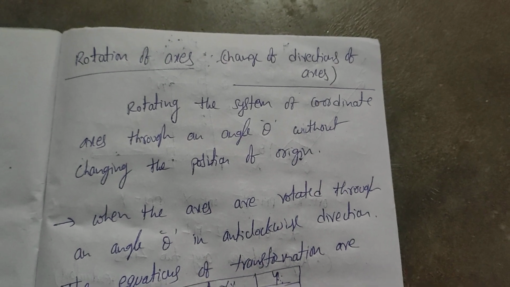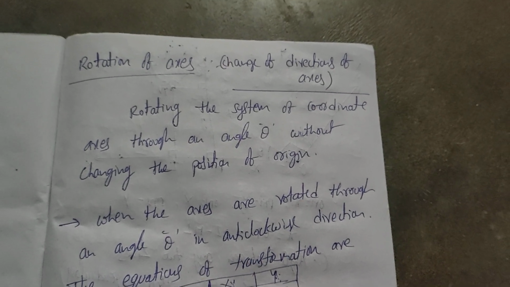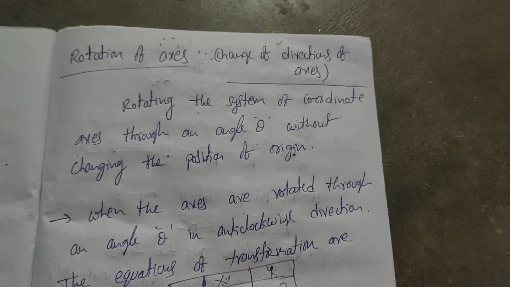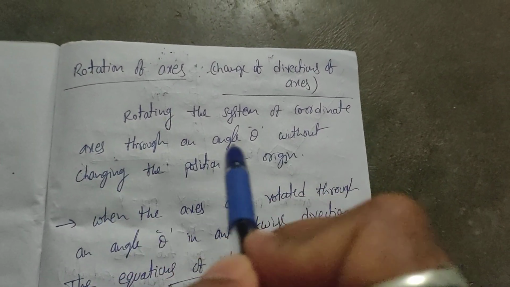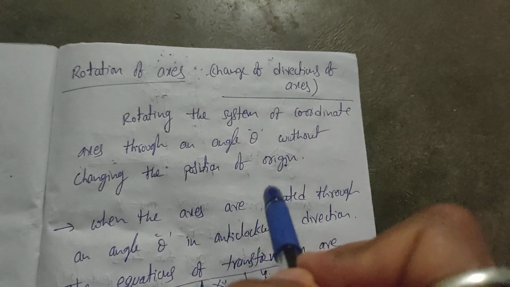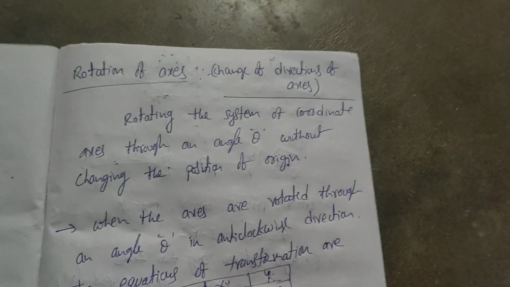Good morning, students. Our next topic is rotation of axis. That means change of directions of axis. That is, rotating the system of coordinate axes through an angle theta without changing the position of the origin is called the rotation of axis.